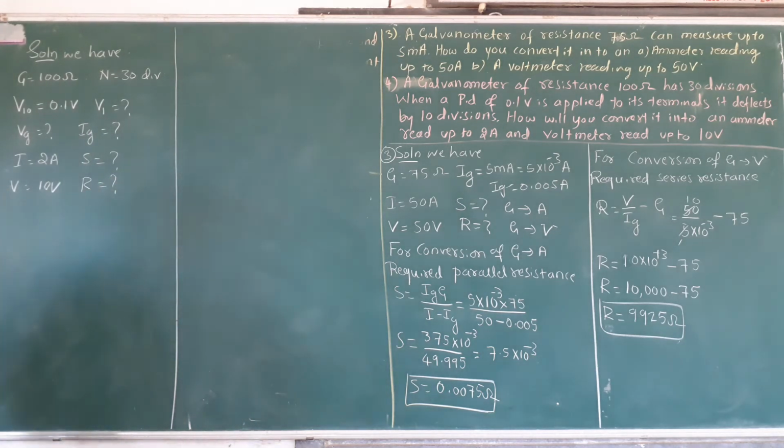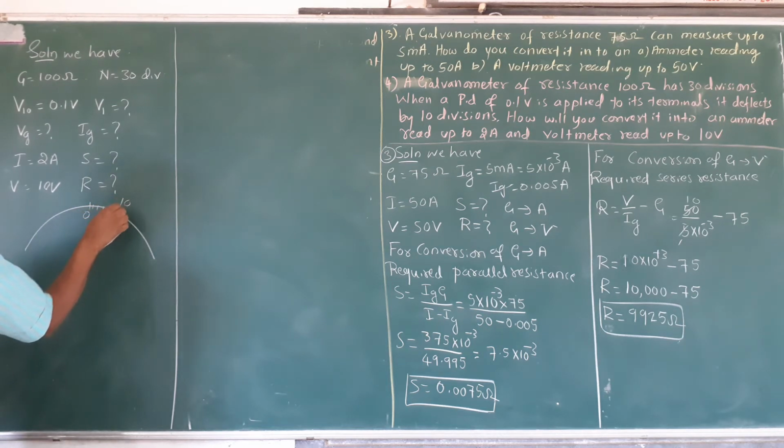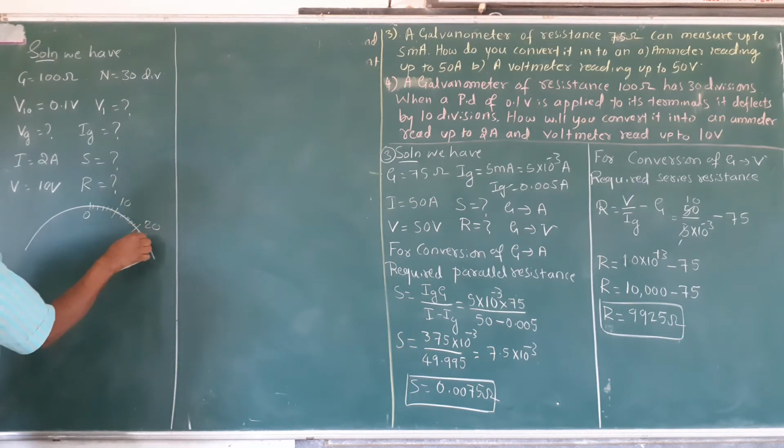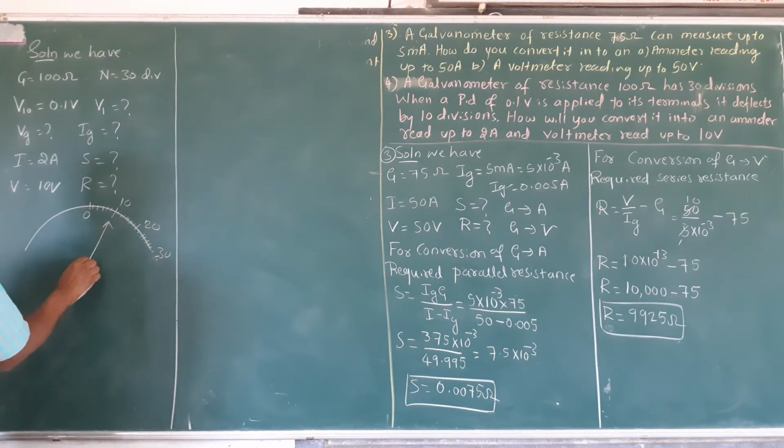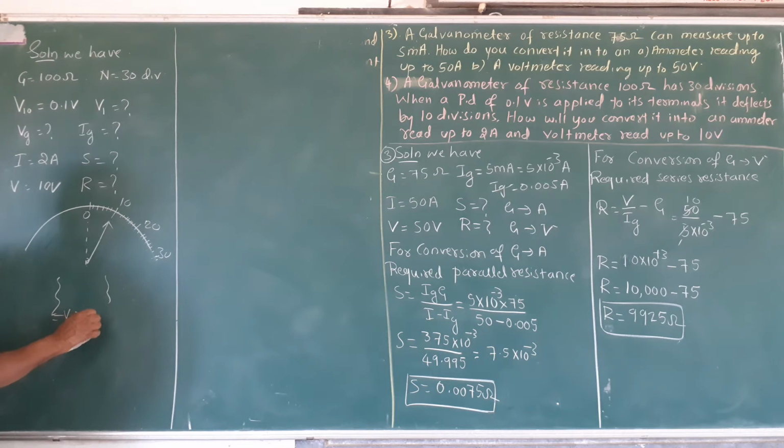Now see here, how many divisions are there in the galvanometer? On either side it is always 0, 1, 2, 3, 4, 5, 10, 1, 2, 3, 4, 5, 6, 7, 8, 20, 1, 2, 3, 4, 5, 6, 7, 8. This is 30 divisions. How much deflection is given here? 10 division deflection. Across the terminals, V10 is equal to how much? 0.1 volt.